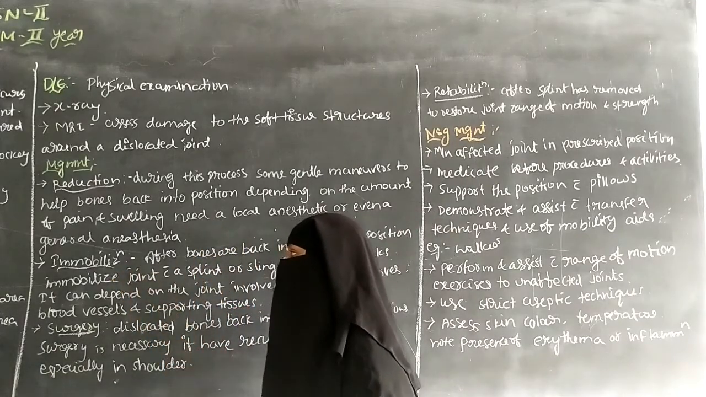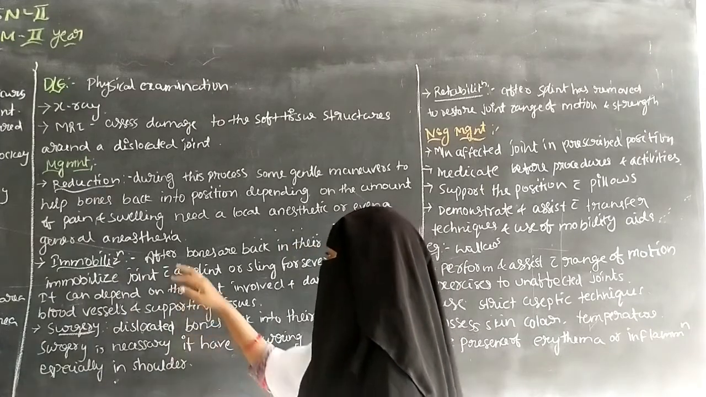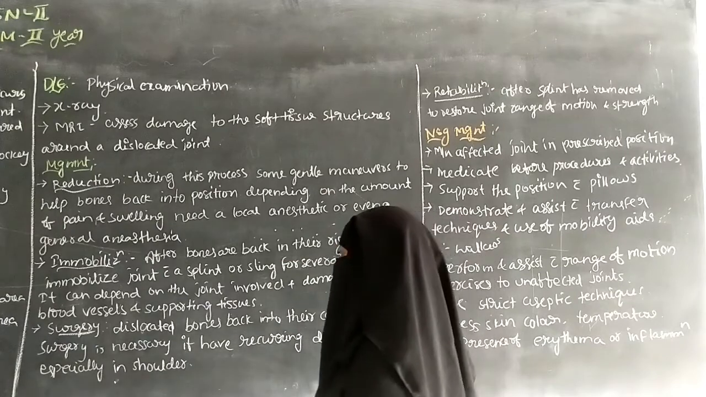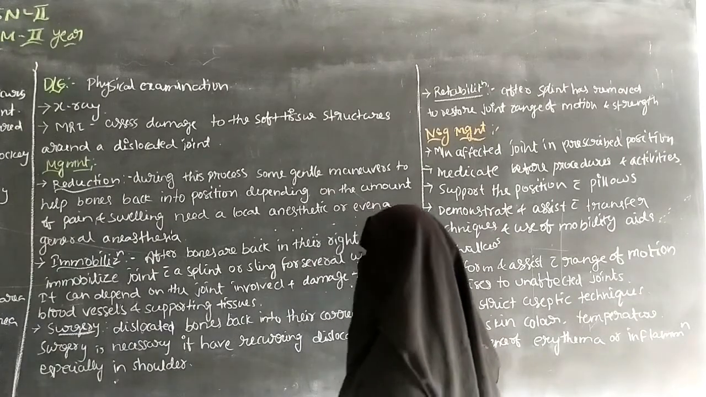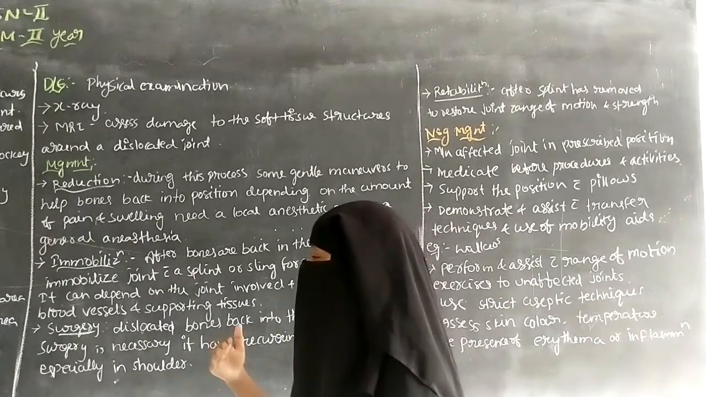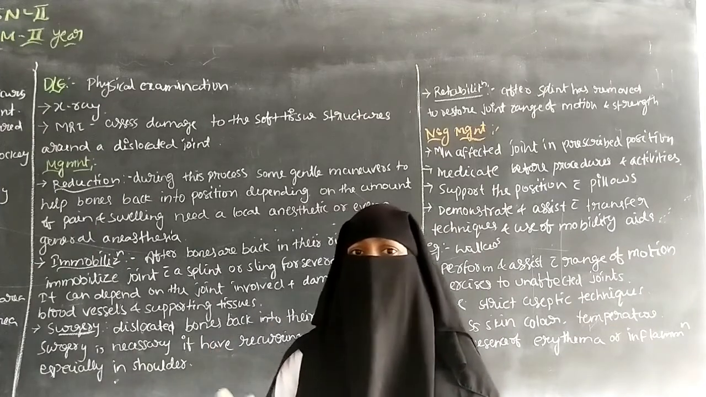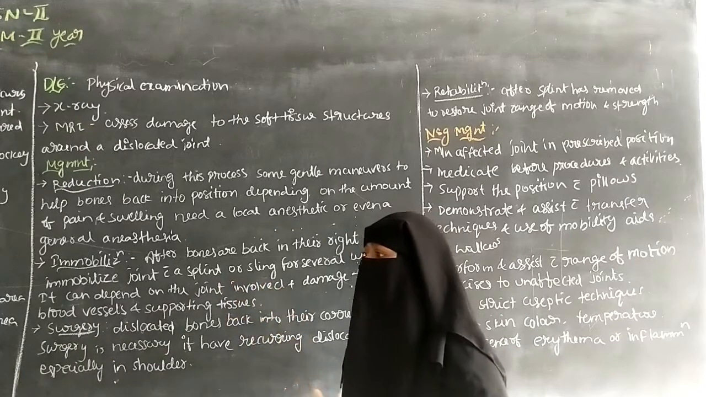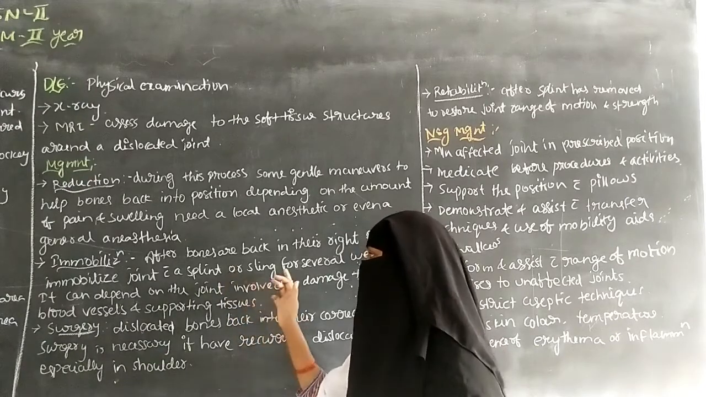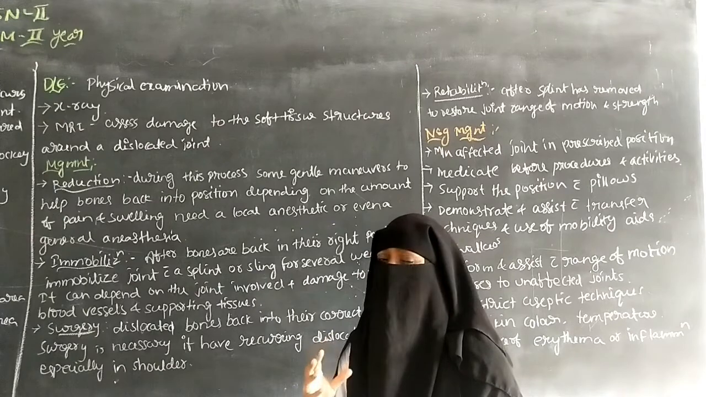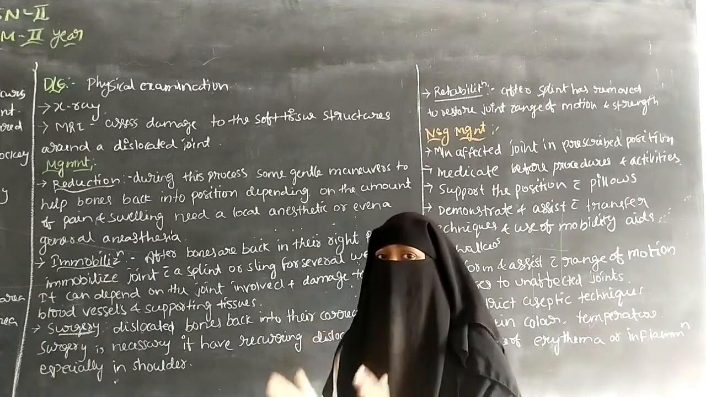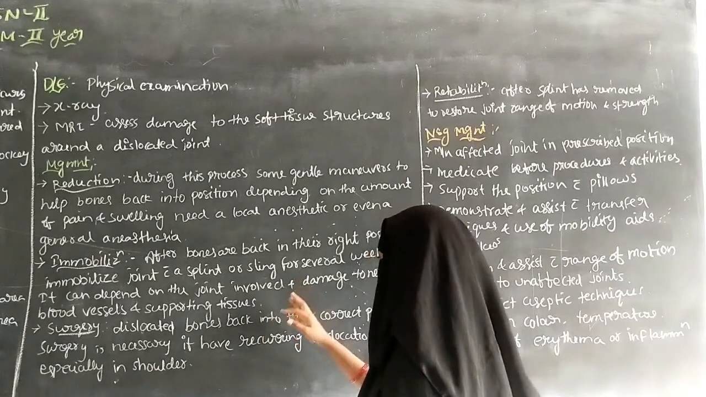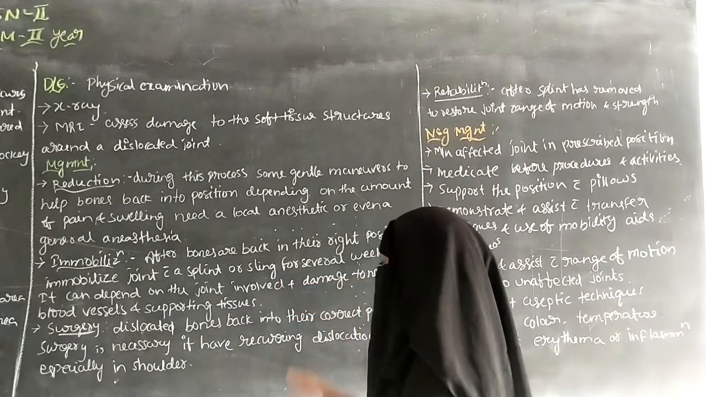And next one is immobilization. After the bones are back in their right position, immobilize the joint with a splint or sling. So after the bone is back in a normal position, we can immobilize the joint with a splint or sling. The splint or sling means it can support the dislocated joint for the immobilization. So there is a sling for several weeks.